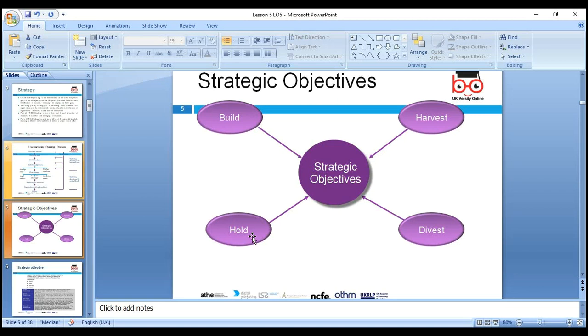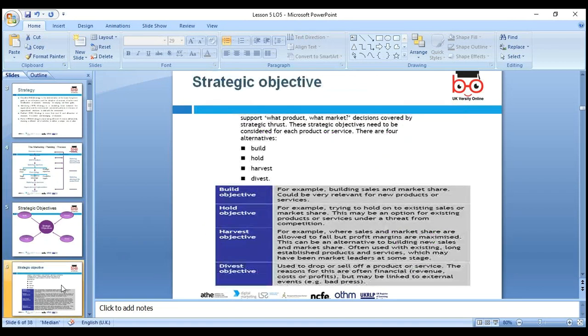Hold some brands, you want to hold them for a short period of time. You don't want to close them. So these are different strategies we can use. So what do build, hold, or divest mean? Hold objective can be, for example, trying to hold on to existing sales and market share, and this may be an option for existing products and services under threat from the competition.